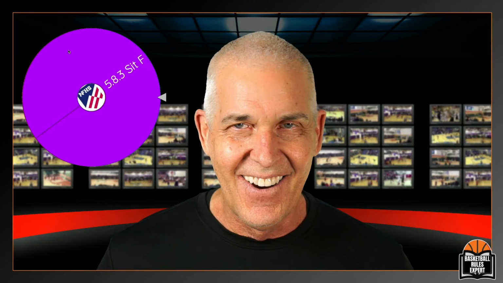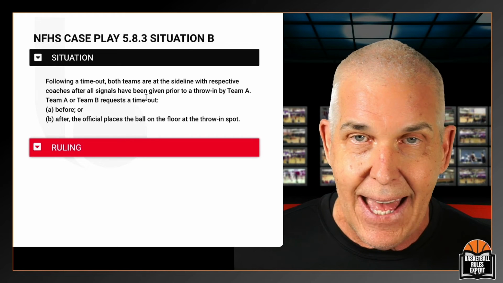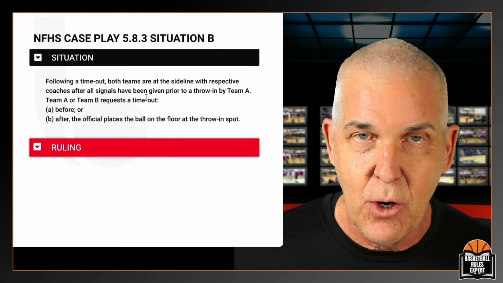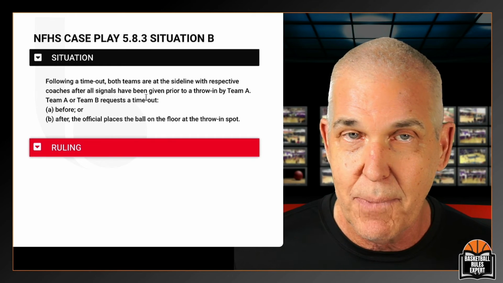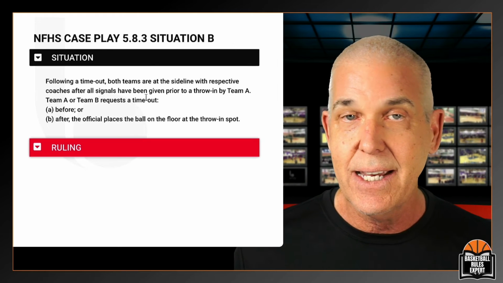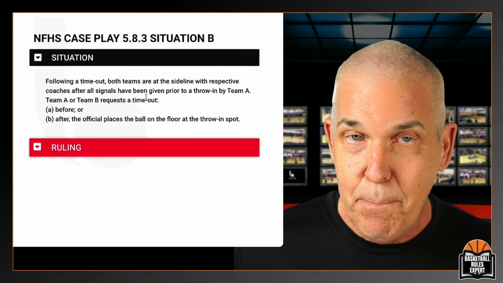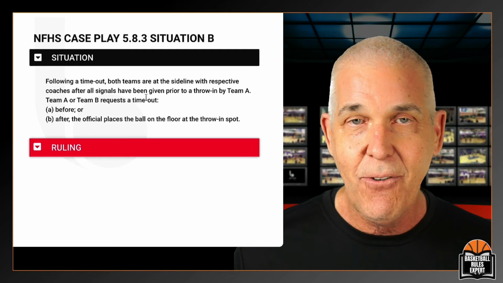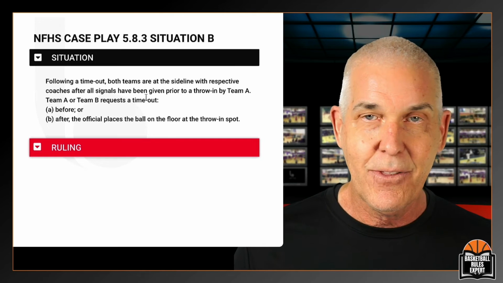All right, our final case play. Okay, this is a good one. Following a timeout, both teams are at the sideline with the respective coaches after all signals have been given prior to a throw-in by Team A. Team A or Team B requests a timeout, A, before or B, after the official places the ball on the floor at the throw-in spot.